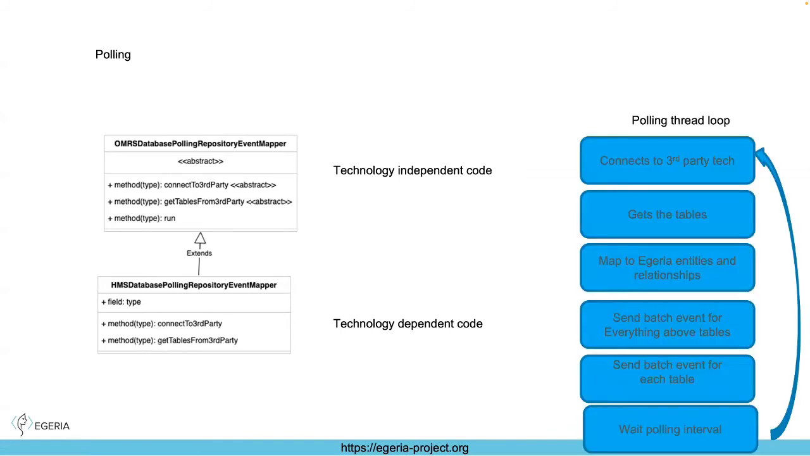And this is the polling part. So the event mapper connects to the third-party technology, gets the tables and all the columns underneath them, maps them to Egeria entities and relationships, and then sends out the batch event, as we've said. It sends out two types of batch events. One's for all the entities above the tables, including the database and the like. And then one for one set of entities and relationships around each table.